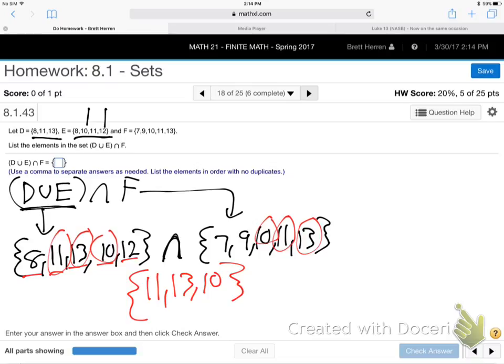So do you see how we did that? We did the parentheses first, and we united. We put together D and E. Never list anybody twice. Order doesn't matter. And then overlap with F. And 11, 13, and 10 are in both sets. They're in the overlap. Questions? That's more the kind of thing I'll put on the next test.